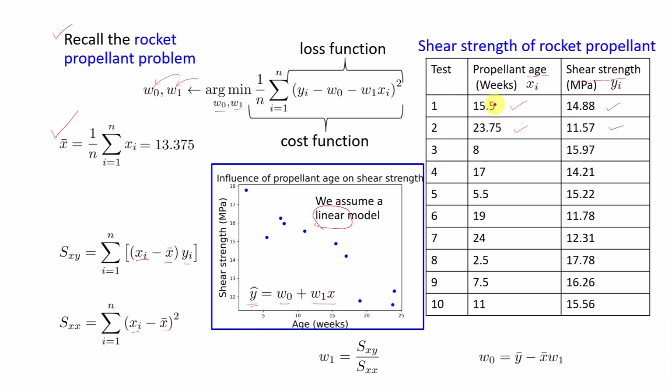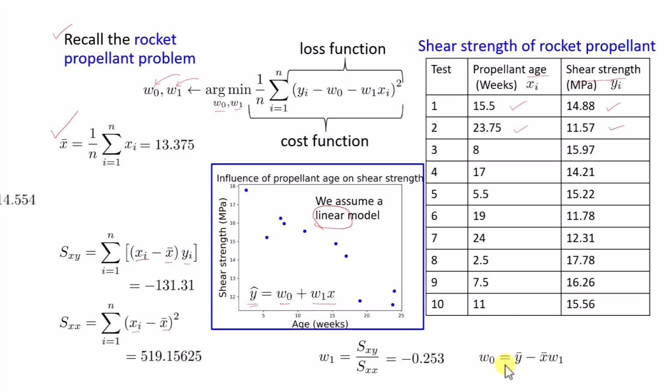Each individual xi minus this x bar, I calculate, multiply with the corresponding yi, and then I sum it up. That gives me negative 131.31. Similarly, sxx gives me 519.15625. This is xi minus x bar whole square summed over. Therefore, I am ready to have this w1, which is sxy by sxx, and as sxy is negative, this is negative. Now we can calculate w0.